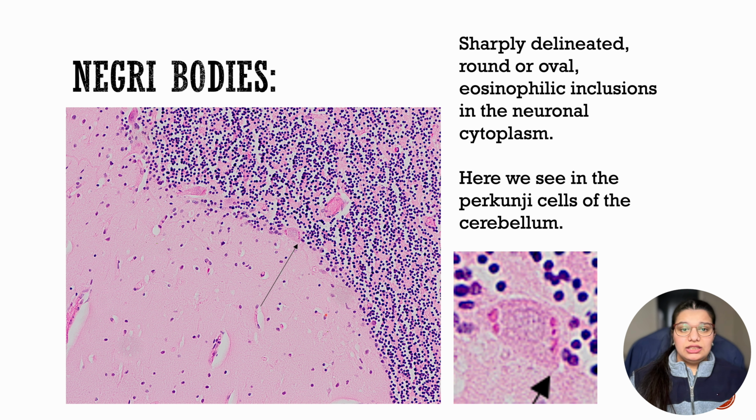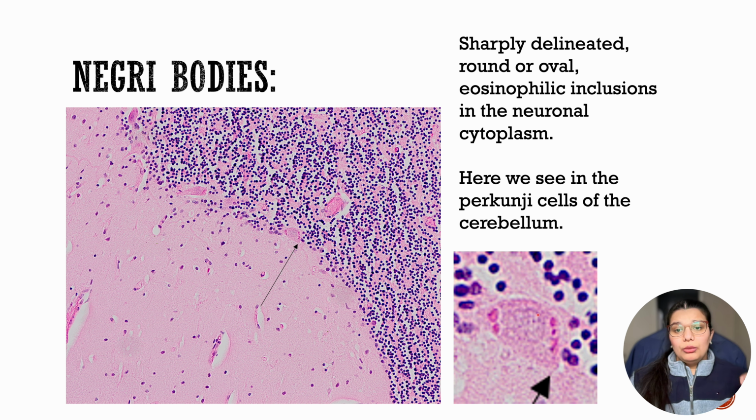Here, this is basically a slide of the cerebellum, and this is the molecular layer of the cerebellum. This is the granular layer of the cerebellum, and the area I'm pointing at are the Purkinje cells, which are on the border of both the zones. Okay. Now, what are Negri bodies? I just zoomed this out.